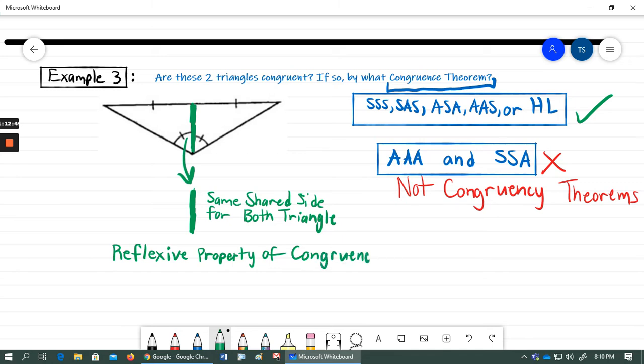if you don't remember that, go take a look at our previous lesson video on polygon congruence. All right, reflexive property of congruence, where we said that any geometric figure is congruent to itself, right? So again, we're going to say here that this shared side is congruent to itself.